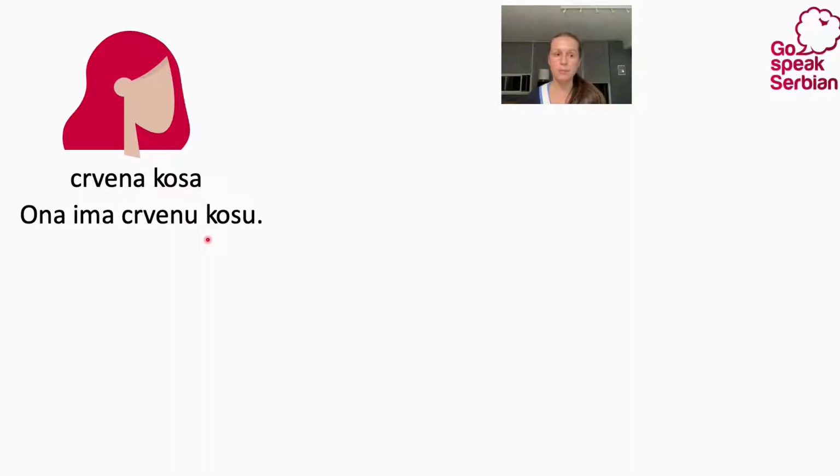Why is that? Because after the verb to have, imati, we always use accusative, because accusative is used for direct objects, and after the verb to have, I have what, we need a direct object, right? So that's why the noun, which is kosa, feminine noun, has the ending u, and then the adjective that accompanies this noun has to have the same ending for this case, which is also u. Ona ima crvenu kosu.